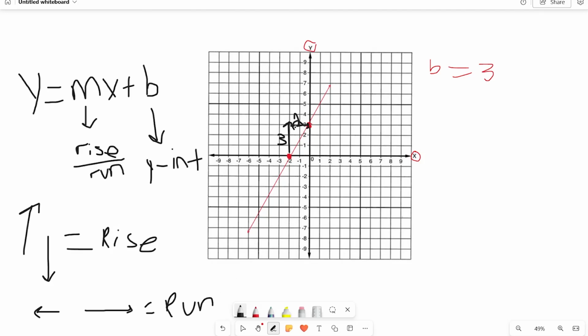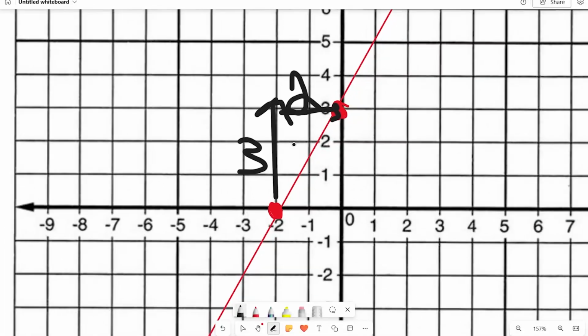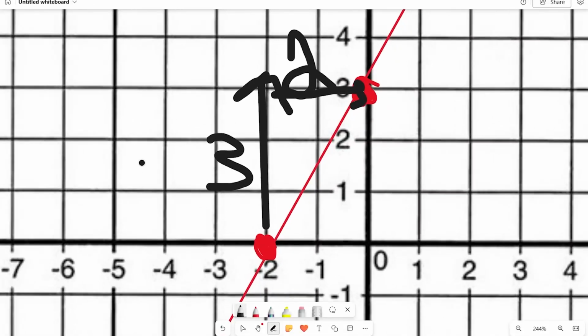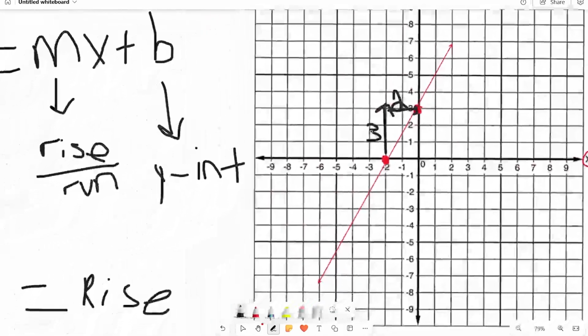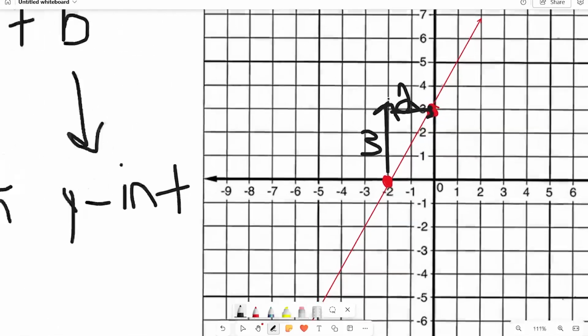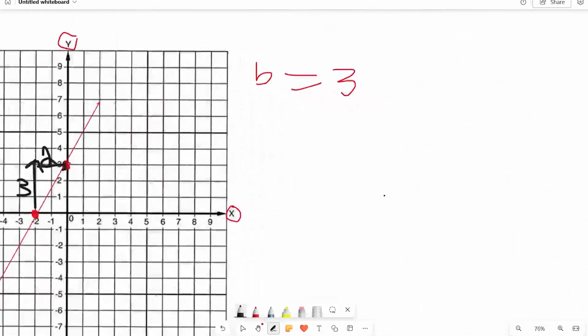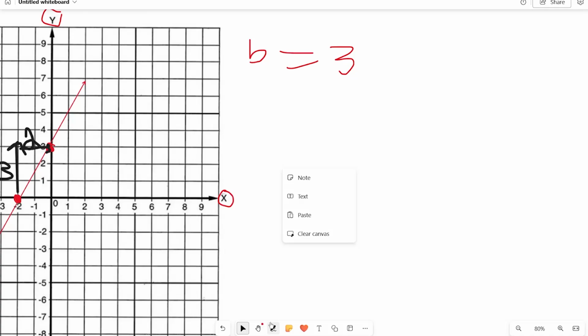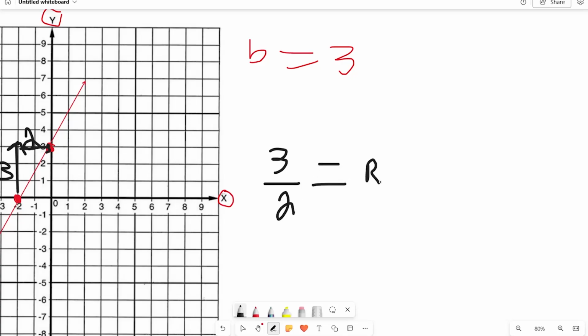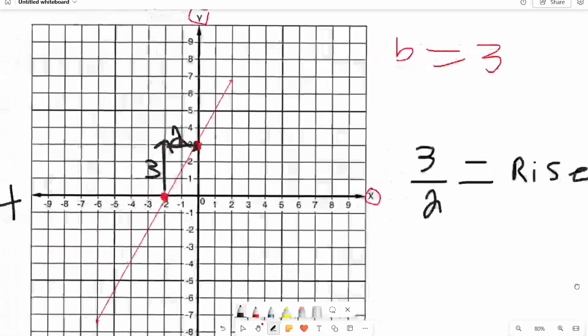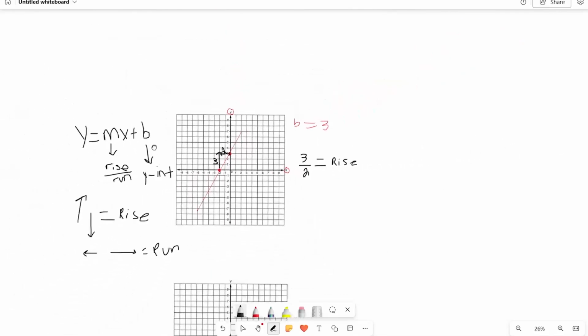So over here, back on the problem, let's zoom in a little bit. We have our 3, we have our 2, and now remember what we said, rise over run, meaning our rise is 3, our run is 2, meaning this would technically be 3 over 2, the rise over the run. But ladies and gentlemen, we're not done yet. We have one more thing to do.